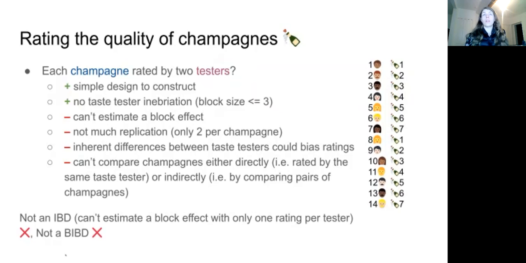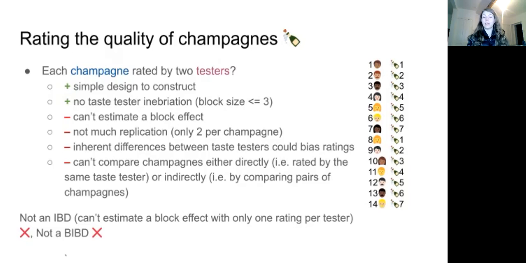Okay, so rating the quality of the champagnes. The first design you might have come up with was to simply assign each of the 7 champagnes to 2 different testers. And you might think there's little need for much else in terms of complexity here, because of course the number of taste testers exceeds the number of champagnes. We can just measure each champagne twice. So the advantage of this approach is it's simple, and our taste testers don't become inebriated because we respect the fewer than 3 champagnes rule.